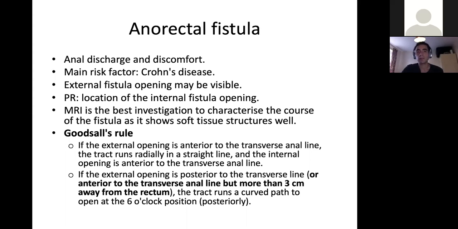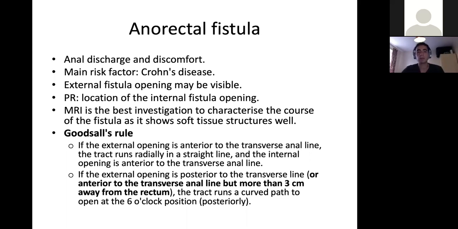The main things are, as in the question, that the symptoms of an anorectal fistula are anal discharge and discomfort. The risk factor is mainly Crohn's disease. You might find the external opening, and you can do a digital PR examination to look for the internal fistula opening. MRI is the investigation of choice after the acute presentation to characterize where the fistula is. MRIs would be done more frequently in patients with Crohn's disease, because their fistulas tend to be more complex, and a lot of the time they do not follow Goodsall's rule.